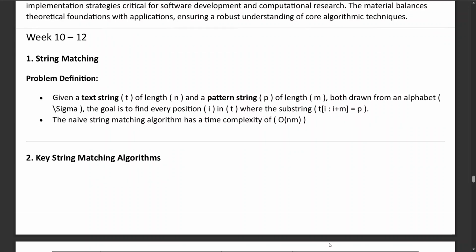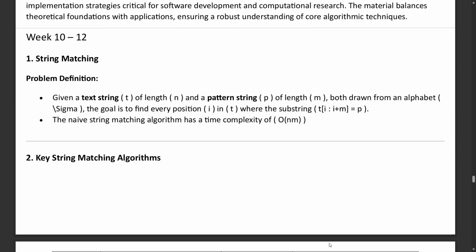Welcome back. In this video, we are covering some powerful algorithmic tools that go beyond sorting and searching. We will explore string matching techniques, optimization strategies like linear programming and network flows, and wrap up with computational complexity, including what makes a problem truly difficult. Let's dive in. First up, string matching.